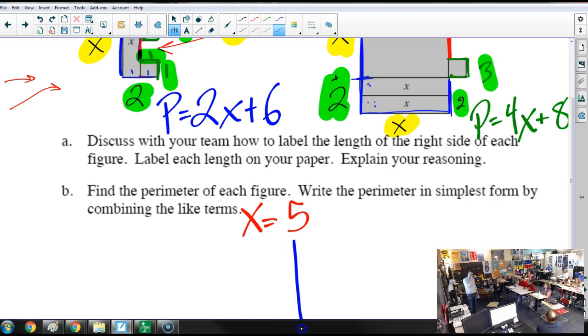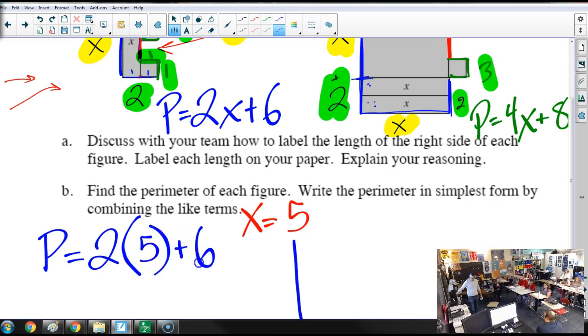Morgan, what do I do here? Okay, so basically it would be 2, and then in my head I kind of did parentheses, I put 5, so 2 times 5 is 10, and plus 6 is 16. So the perimeter there is 16 units. Ooh, U for units.